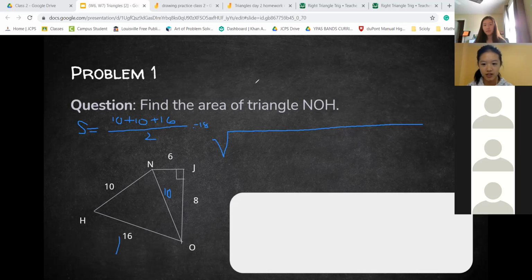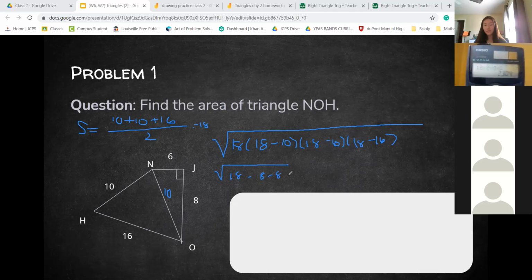So writing it out, it would be the semi-perimeter under the square root. It would be the semi-perimeter 18 times 18 minus 10, times 18 minus 10, times 18 minus 16. So at this point, I would just type it in your calculator. So it would end up being the square root of 2,304. So taking the square root of that is 48.